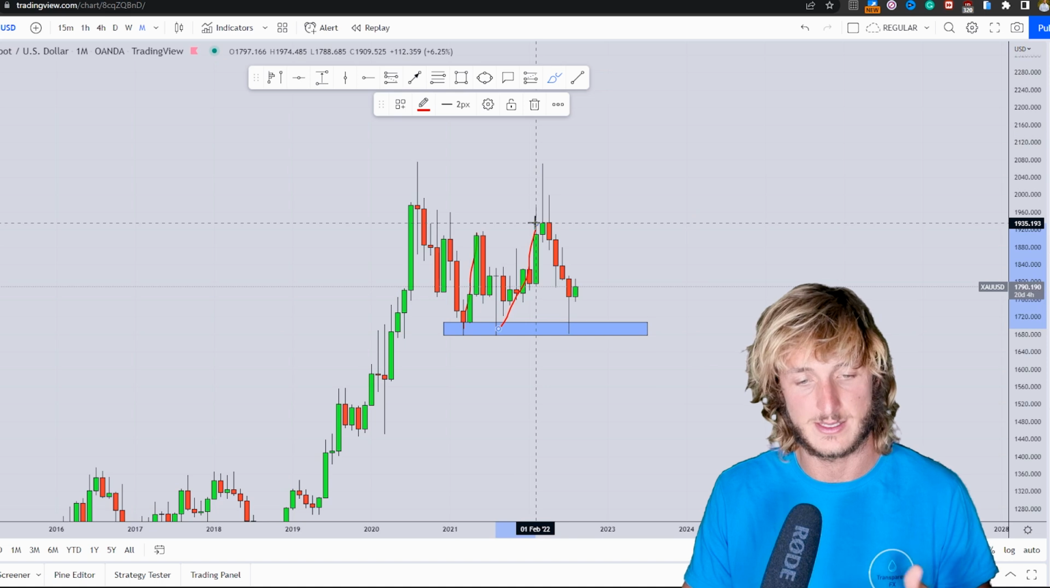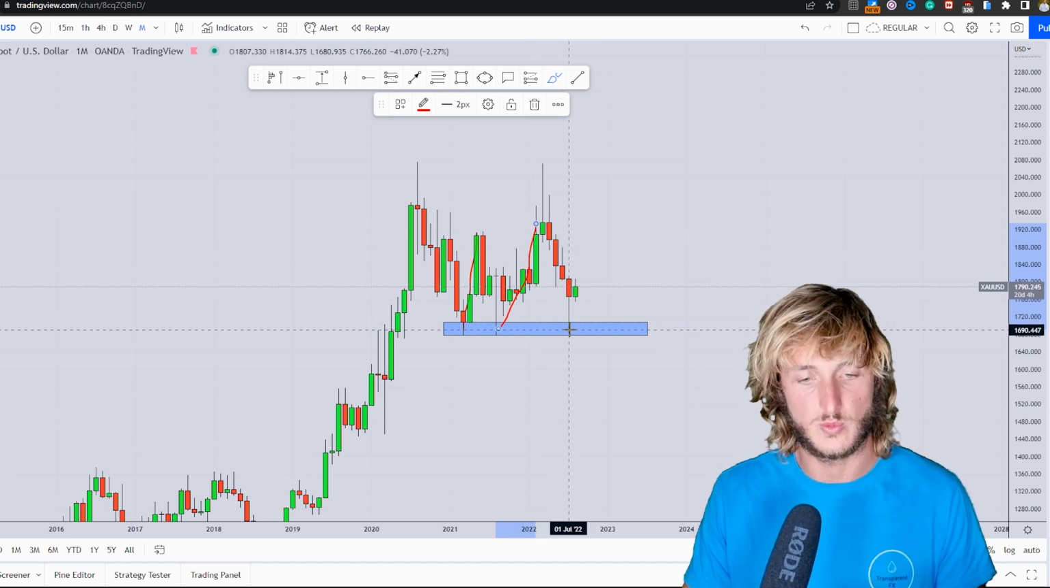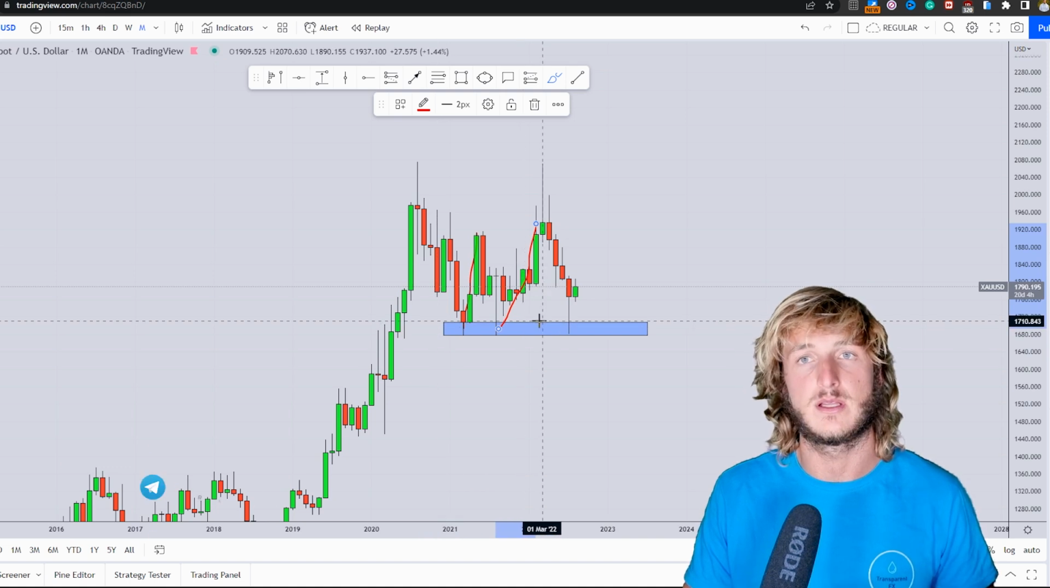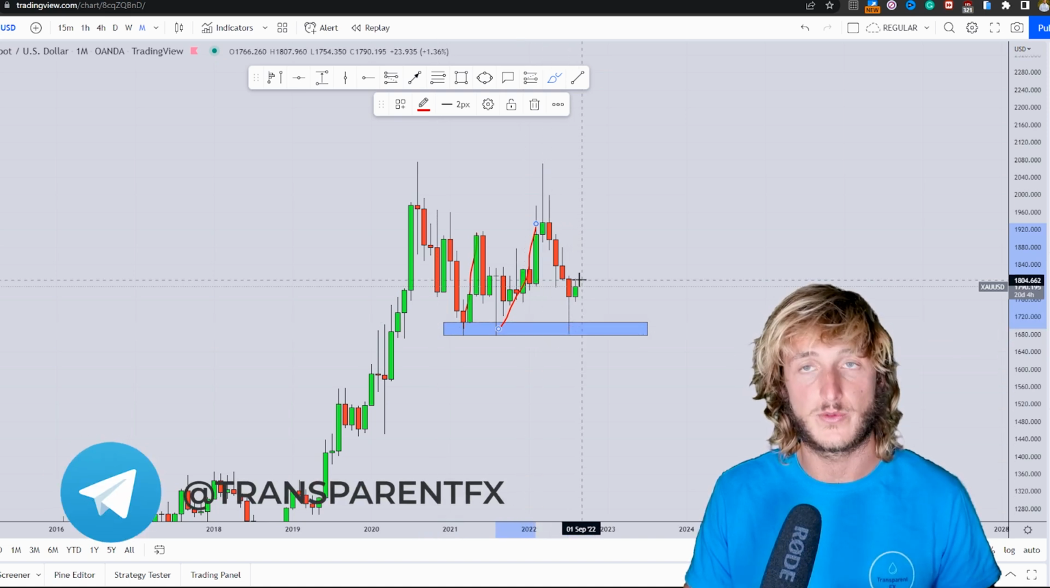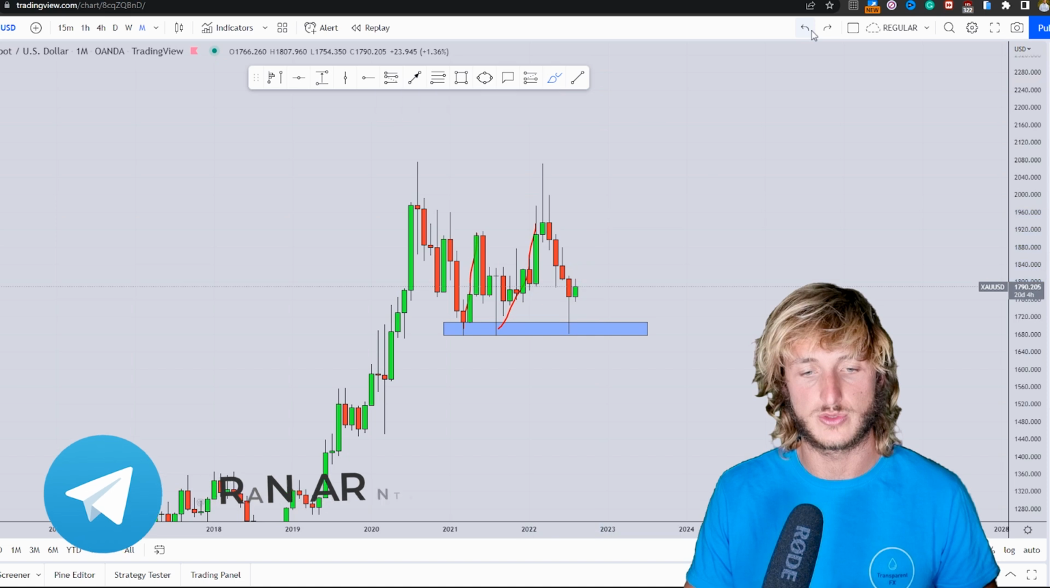Again, here we got a test and rejection to the upside. And at the moment, we can see how we just tested once again this very strong monthly demand and support zone, started already rejecting it to the upside. And what we could expect in general in a situation like this is more potential bullish continuation.